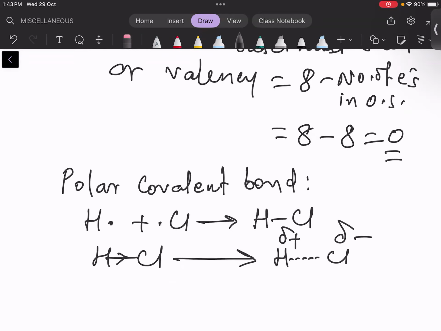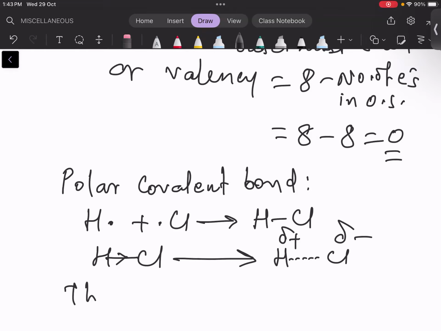Right? So, what is a polar covalent bond? The bond formed by equal sharing of electrons, but after the formation of the bond, the atom which is more electronegative pulls the shared pair of electrons of the other atom. As a result, positive and negative charges are developed, and the resulting bond is called what? Polar covalent bond.